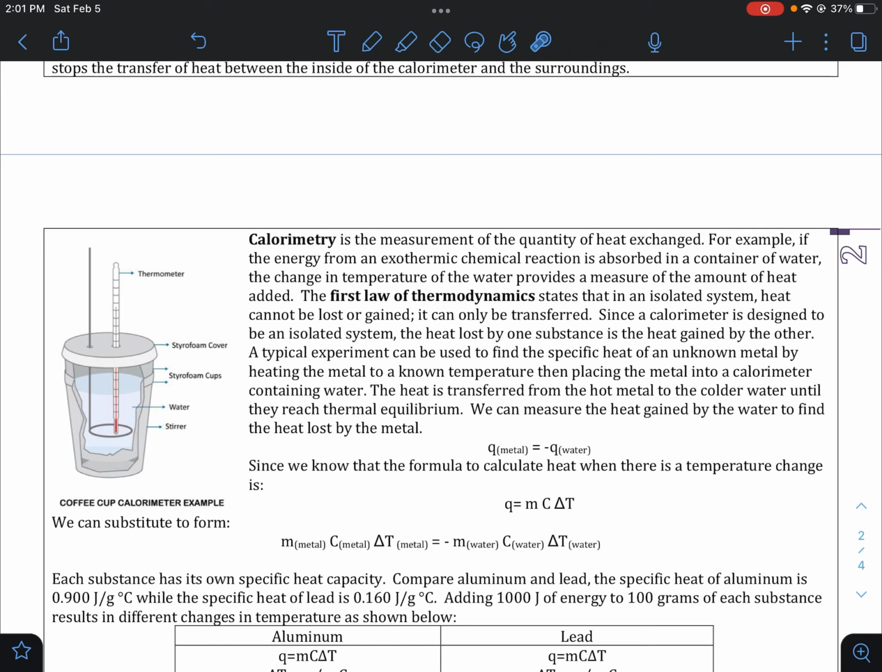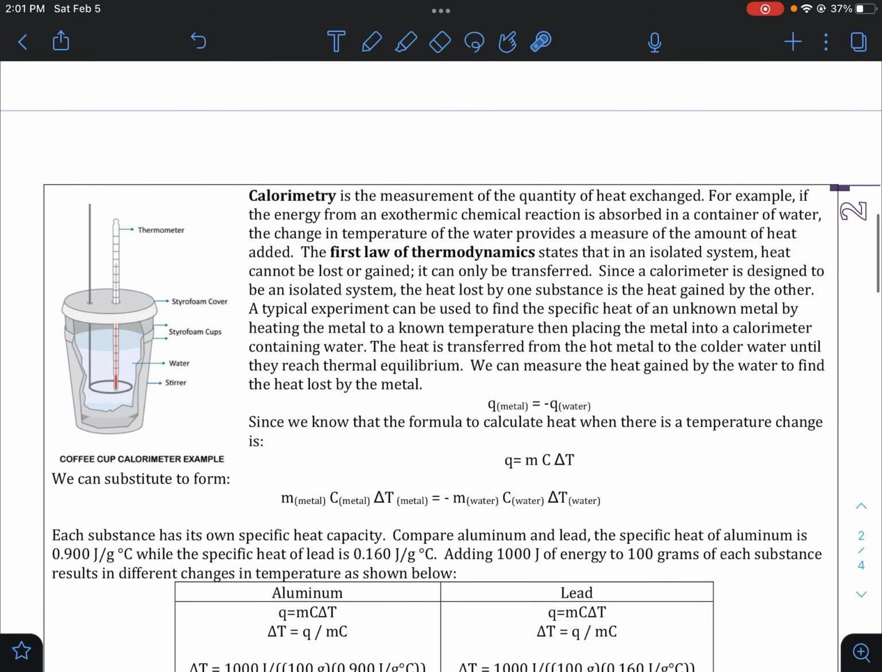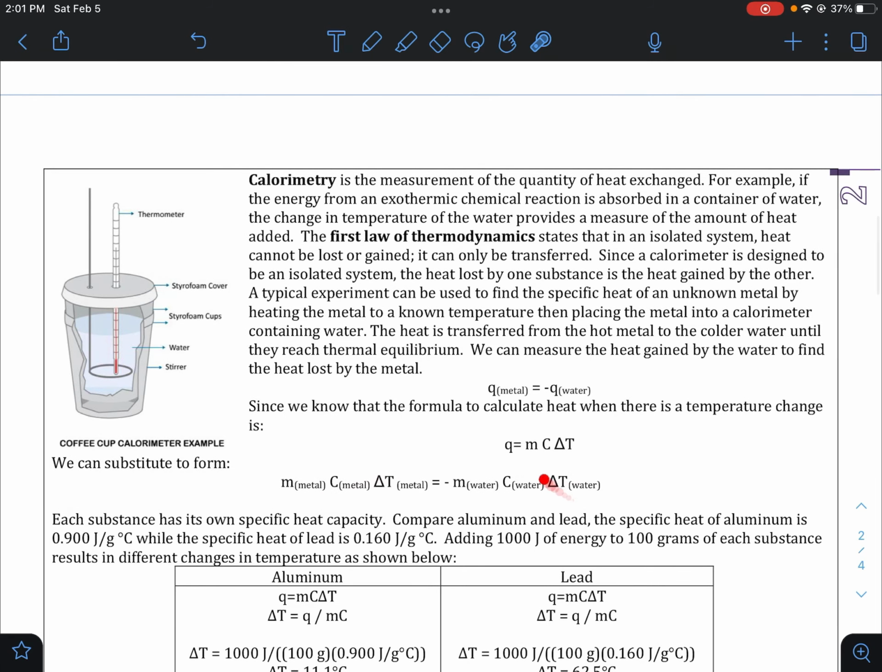And what you should notice there is that one of them will be positive and one of them will be negative, depending on, obviously, if we are gaining or losing heat. So we can set these two equal to each other. And since we know that the formula for Q in both of these scenarios is MC delta T, what we can do here is set them equal to each other.